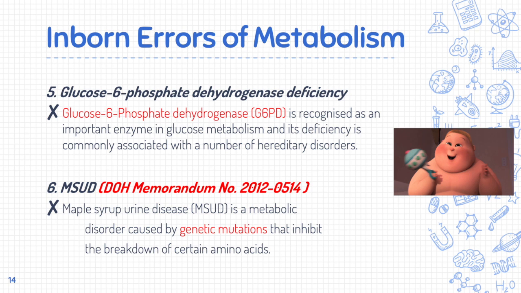Okay? So, we also have MSUD, or maple syrup urine disease. It is a metabolic disorder caused by a genetic mutation that inhibits the breakdown of certain amino acids. And maybe you're wondering, why do we call it maple syrup urine disease? Simply because your urine actually smells like the maple syrup that you put on your pancake. So maybe you're having your breakfast today and you're having pancakes and you might actually want a maple syrup, not MSUD, of course, but a maple syrup to go with that this morning. So, those are the six inborn errors of metabolism that I will be discussing for you in this video.